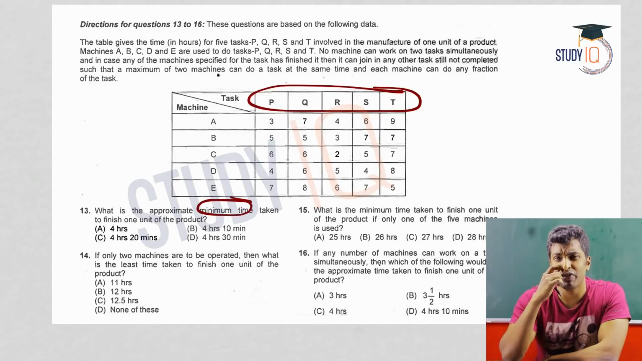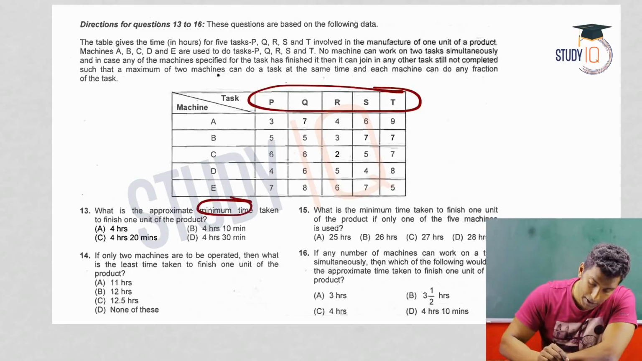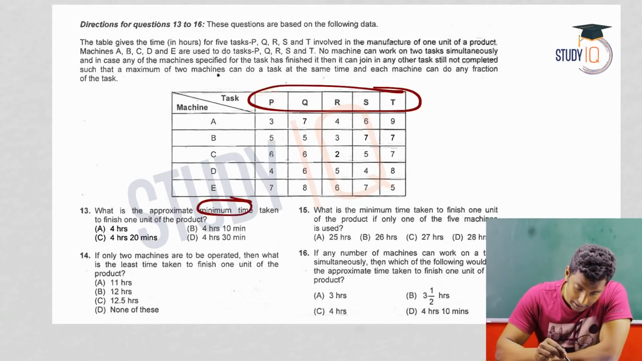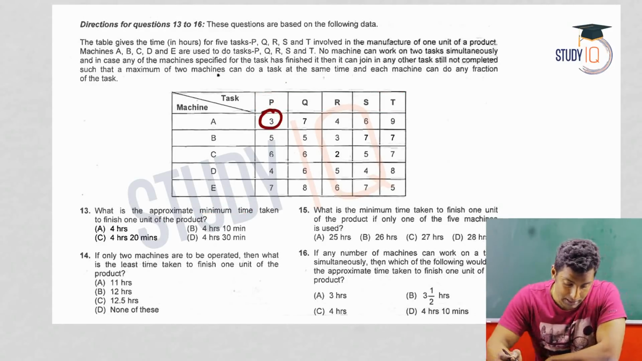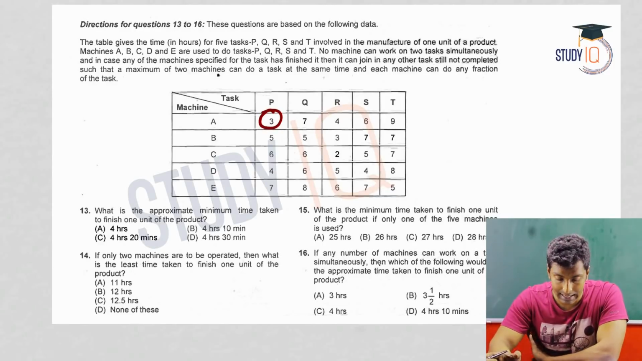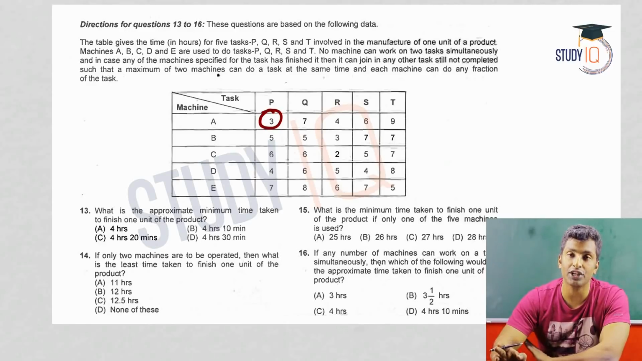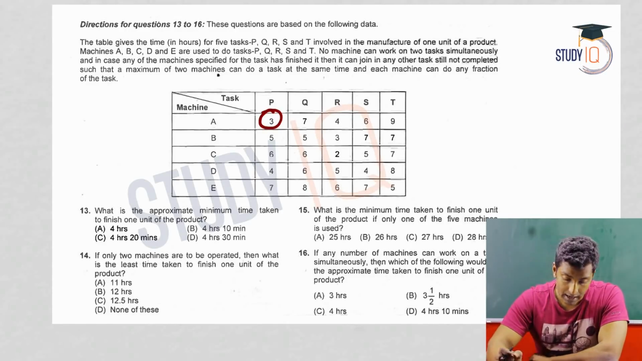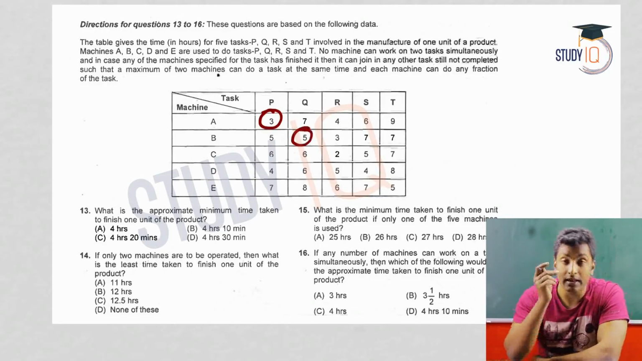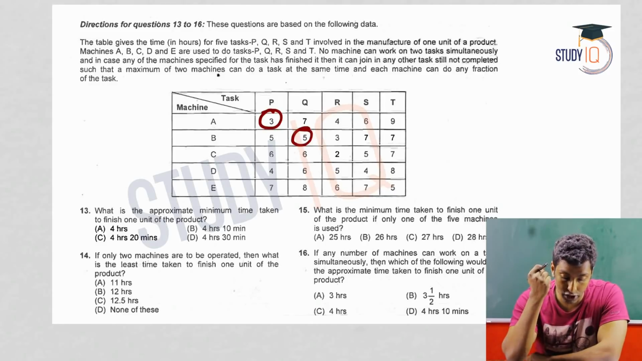Keeping these things in mind, let's see how you're going to perform all the 5 tasks in very less amount of time. Very less amount of time means we need to use the most efficient machines for each task. If you look at task P, what is the most efficient machine there? You can see A is the most efficient machine because A is taking less time. So let's assign machine A for task P first. Definitely task P will be completed in 3 hours. Now let's move on to task Q. Which machine is most efficient? B is efficient. So let's assign B for task Q, and B will take 5 hours.